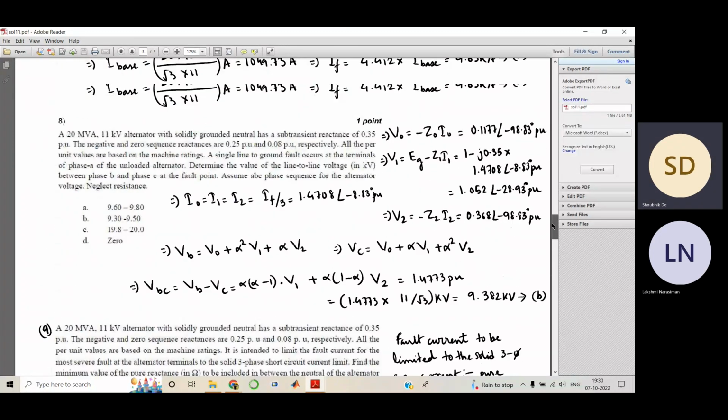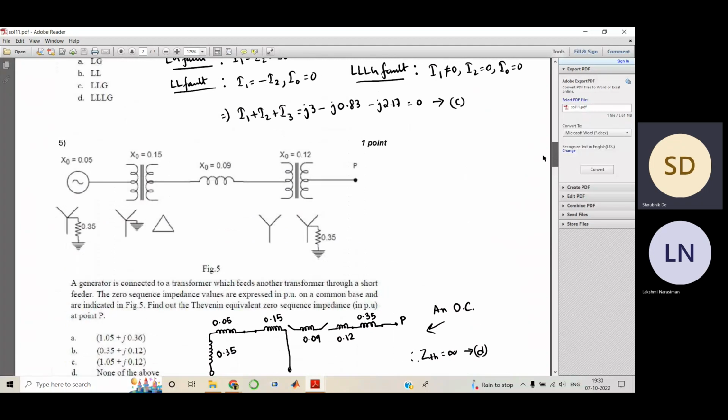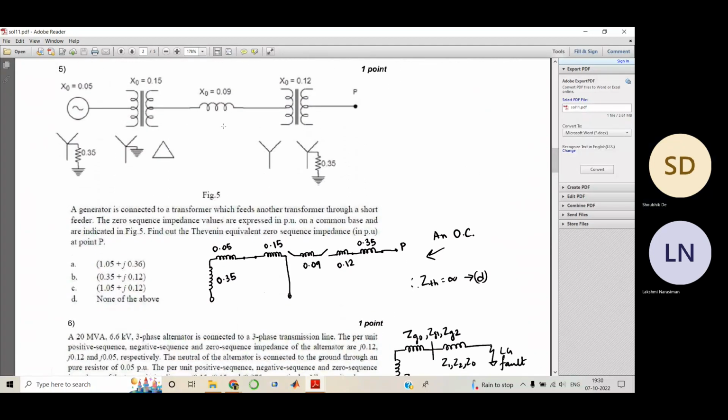So what I was trying to tell you is in question number 5. Here we have this circuit. This is star grounded, delta, and star with a resistance. Sorry that I drew it like this, this would be resistance and not impedance. Here they have told us the generator feeds another transformer through a short feeder. The zero sequence values are expressed in per unit. Find out the Thevenin equivalent zero sequence impedance at point P. So this is the point P.